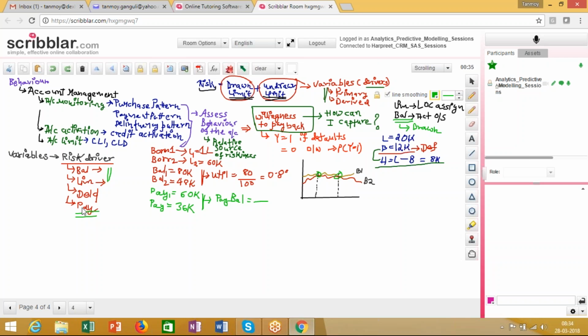So balance, limit, payment. These are directly fetched from the account level information, right? Yes. And then what I'm doing is I'm using them to create further variables, which will help me capture the willingness of the borrower to pay back. Got it.